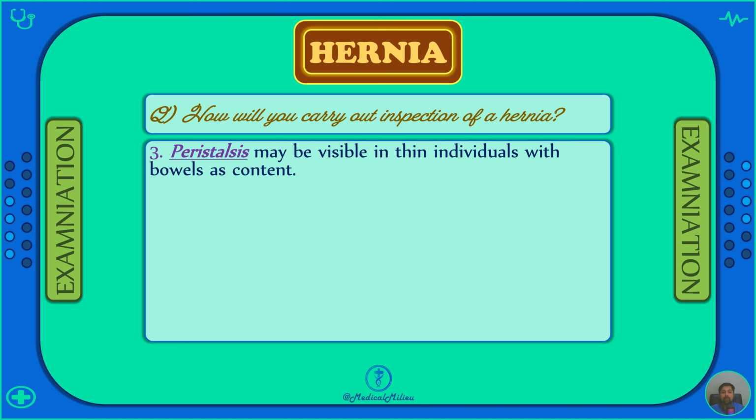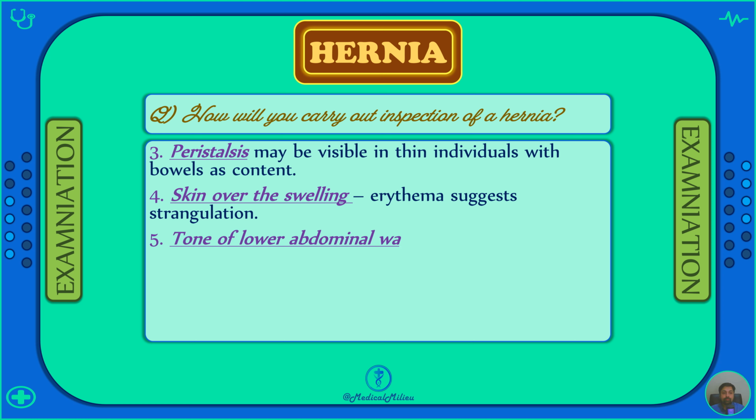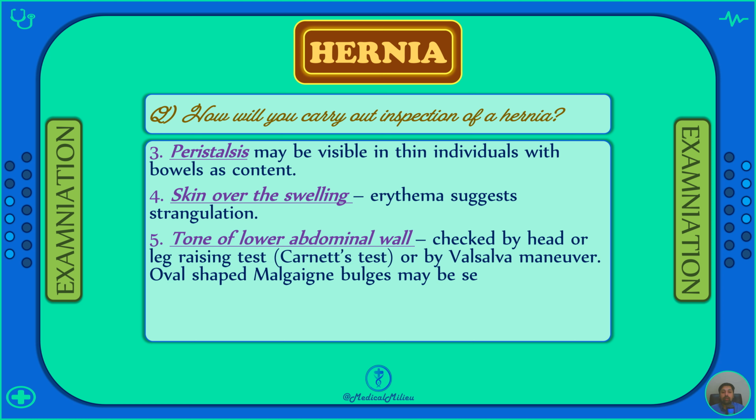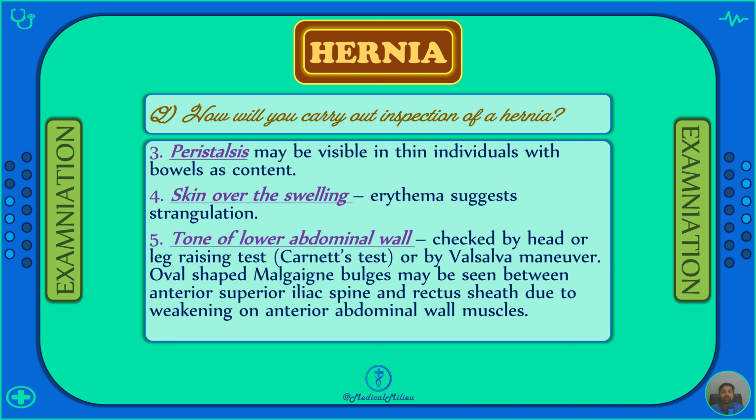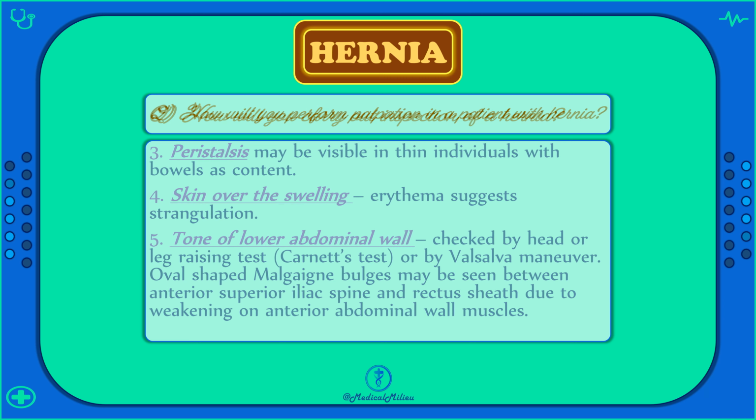Peristalsis may be visible in thin individuals with bowel as content. Skin over the swelling is inspected. Erythema suggests strangulation of the underlying content. Tone of the lower abdominal wall is checked by head or leg raising test, which is also called as Carnett's test, or by Valsalva maneuver. An oval-shaped Malgaigne's bulge may be seen between the anterior superior iliac spine and rectus sheath due to the weakening of the anterior abdominal wall muscles.